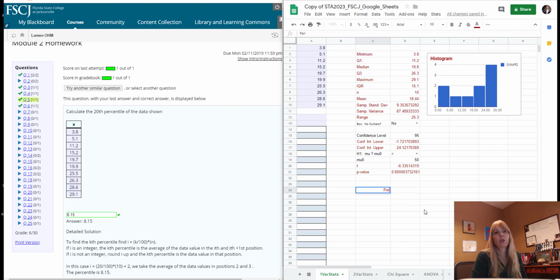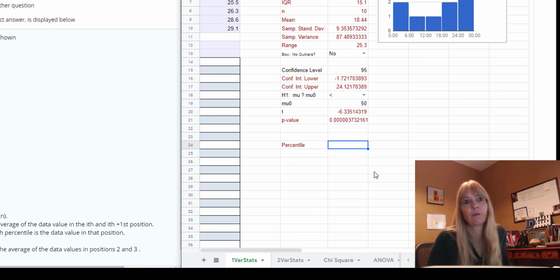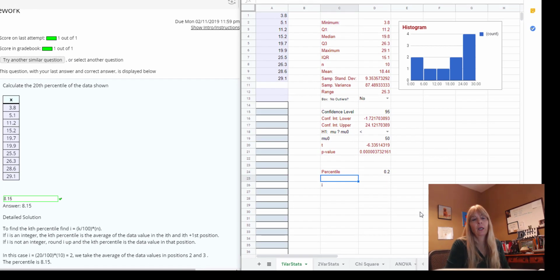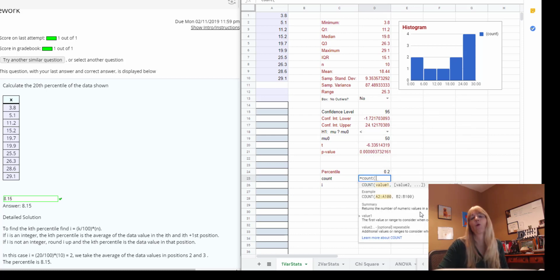So what I probably would do to set up for the test or for later use, this isn't going to be an exact science because you're going to have to modify it, but I would make a cell where you type in what percentile you want. I want 0.20. Now, if you put this in percent, then you're going to have to divide by 100, but that's all good. And then what you end up doing to find i is you multiply your percentile by how many samples you have. Okay, so what I would do is I would actually use the count formula.